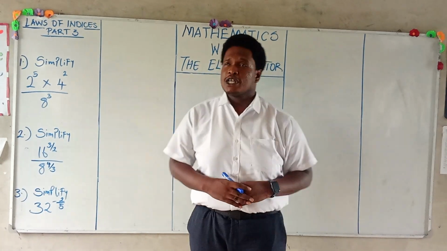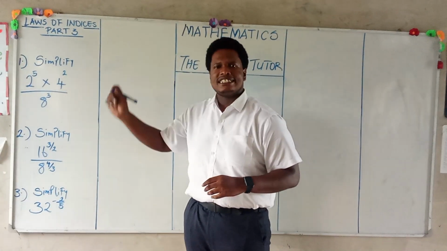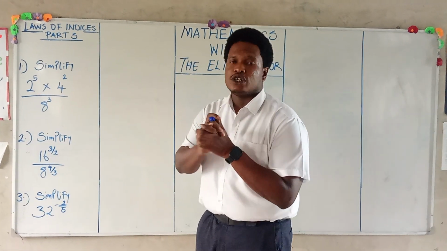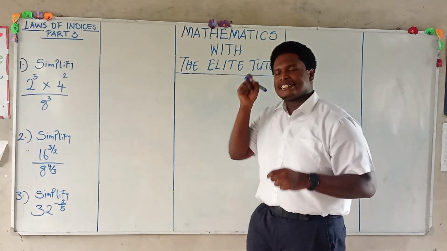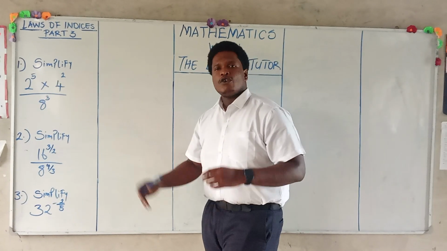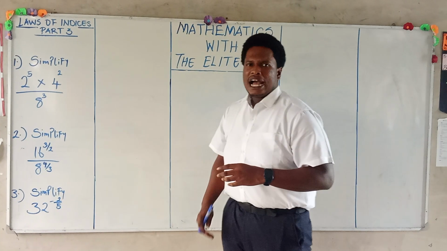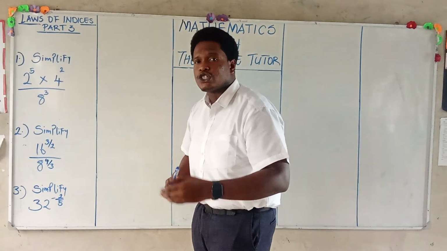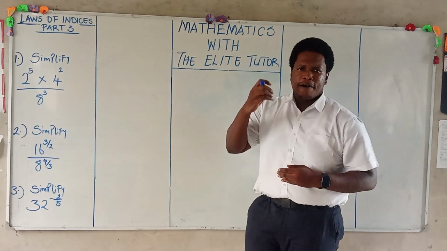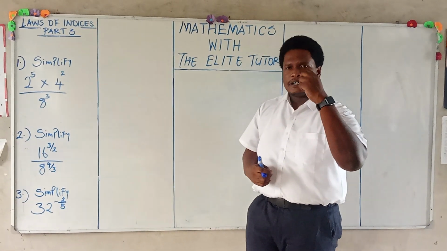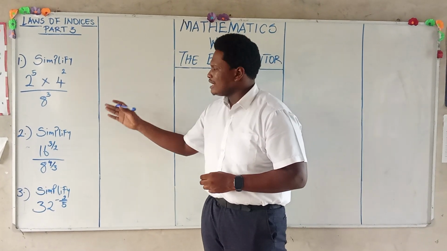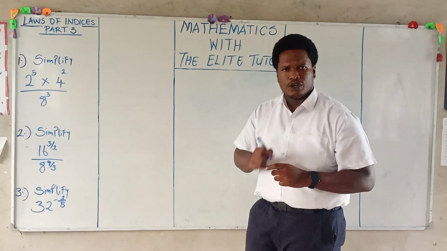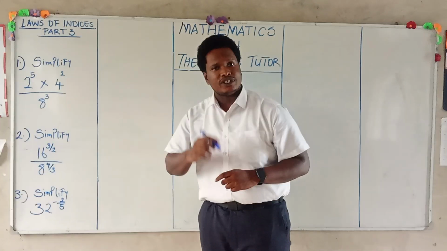And in today's video, we are going to be looking at the laws of indices part 3. And we are going to be solving questions where WAEC set their trap. Now in this video, we are going to be solving 3 questions. And these 3 questions combine the laws of multiplication, the quotient law, the power of product law, and the power of power law. So we're going to be looking at how to solve a question that combines multiple laws. So please, I want you to pay attention and follow to the end.